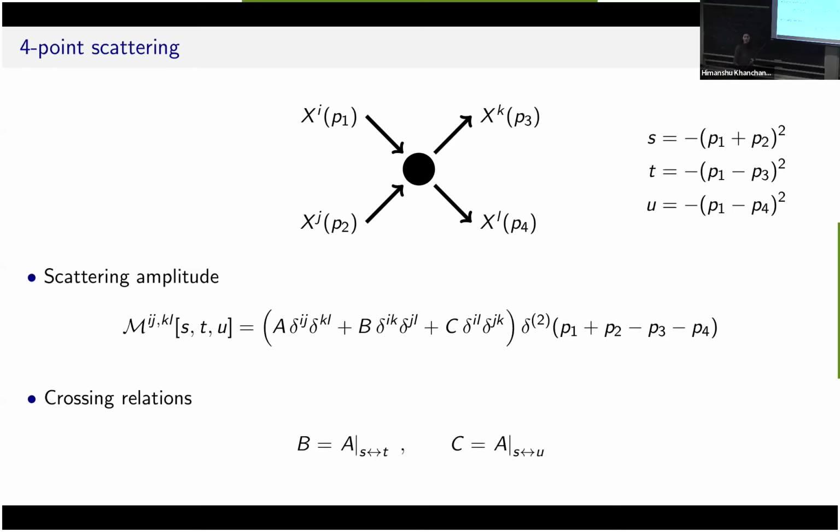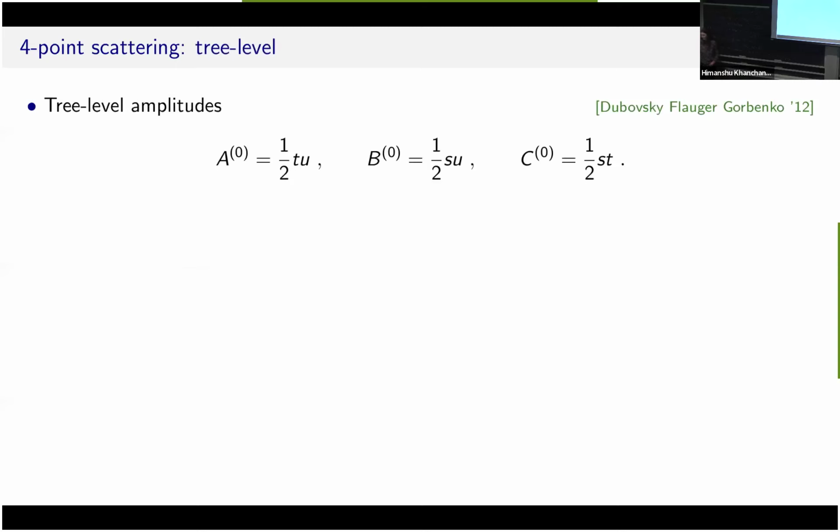There are some crossing relations between these coefficients A, B, and C. So once A is computed, B is obtained from A through exchanging the Mandelstam variables S and T, and C is obtained from A through changing the variables S and U. So once you know A, you can deduce what B and C are. So let's look at some results.